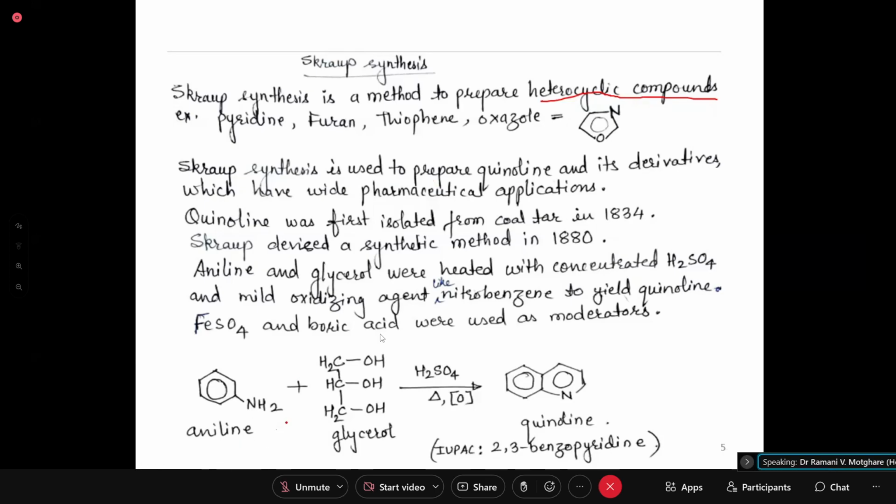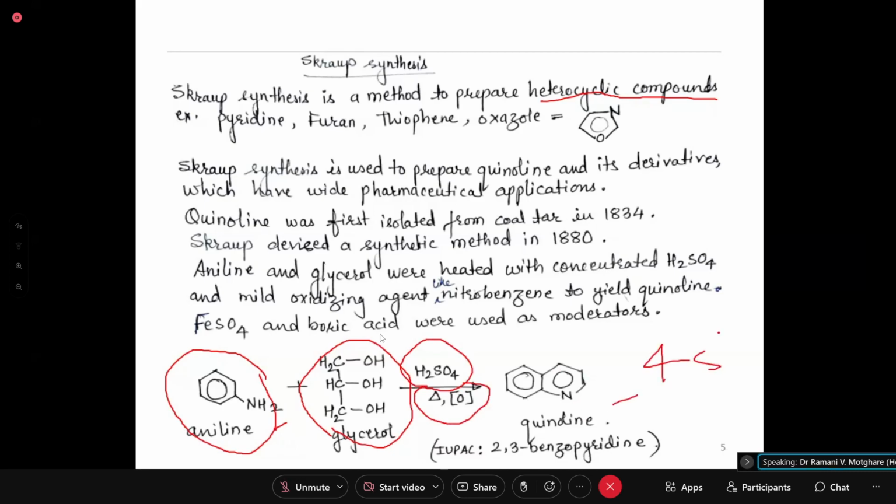So first of all, the general reaction is your aniline when heated, or it reacts with glycerol in presence of sulfuric acid and an oxidizing agent, forming quinoline. Now this process takes place in 4 steps. Okay, so one by one we can see the various steps that occur here.